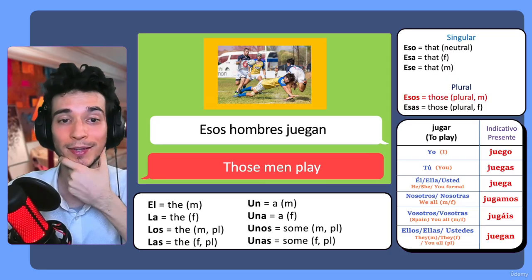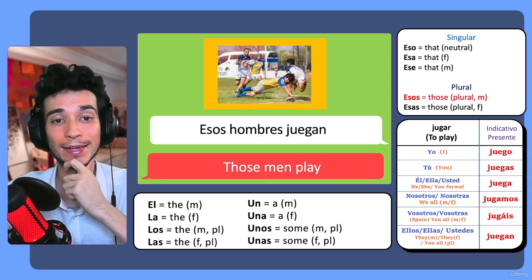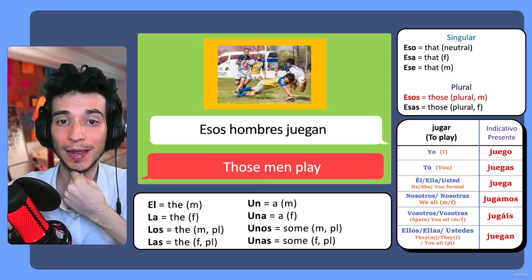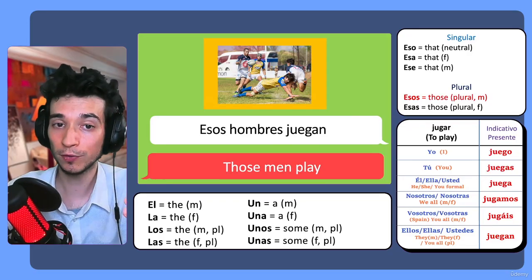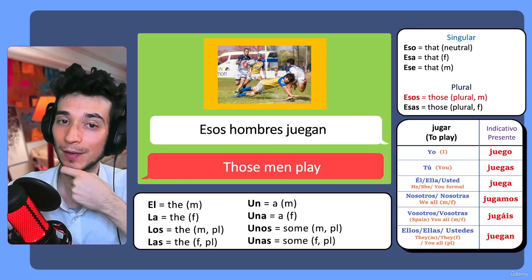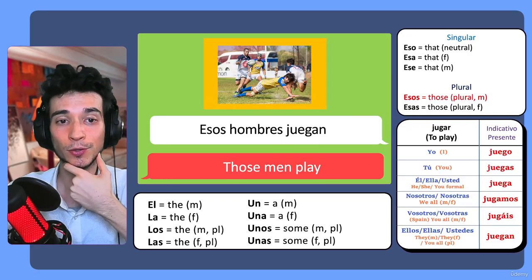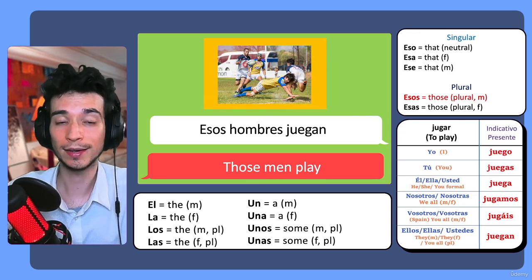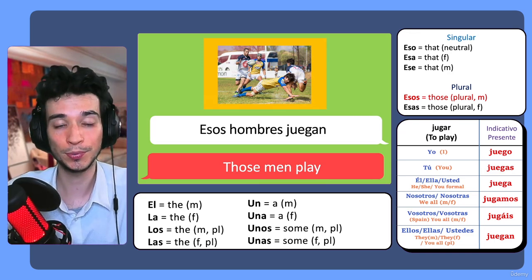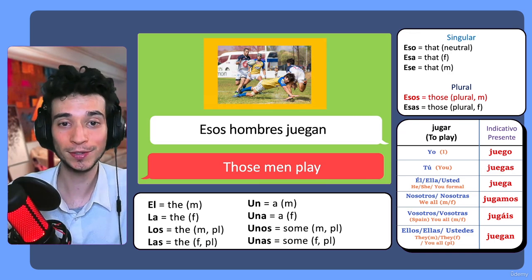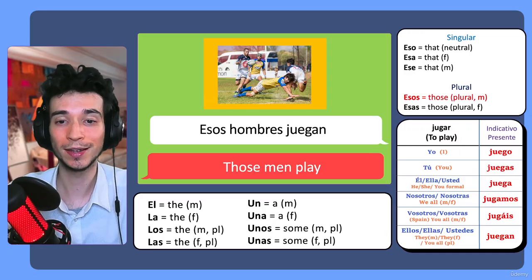Esos hombres juegan. Those men play. So now we're going for plural words. Plural phrases. Esos hombres juegan. Those men play. Esos hombres, those men, juegan, they play.